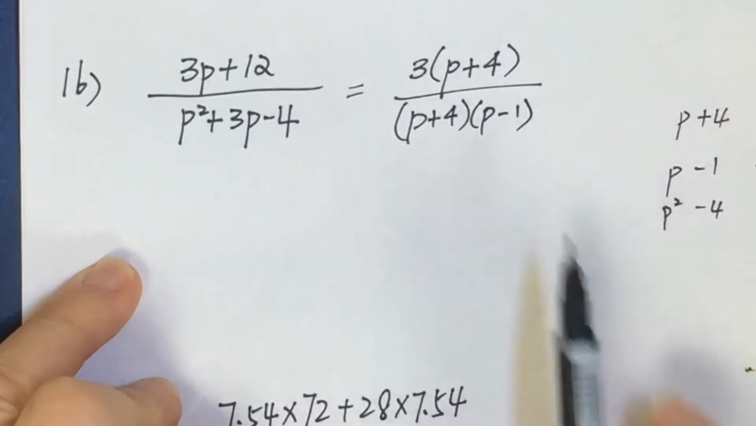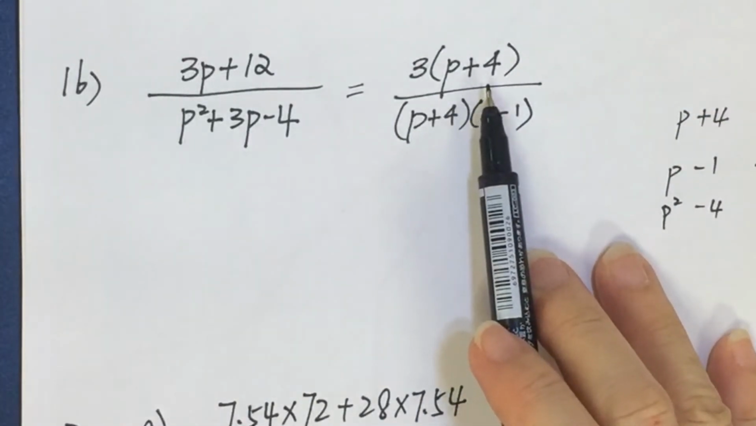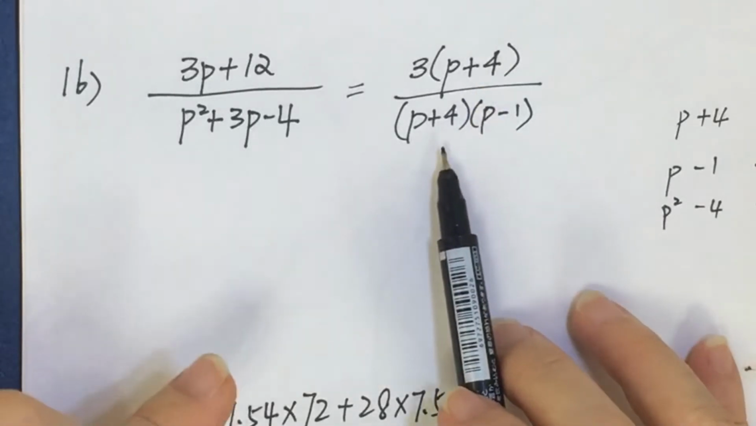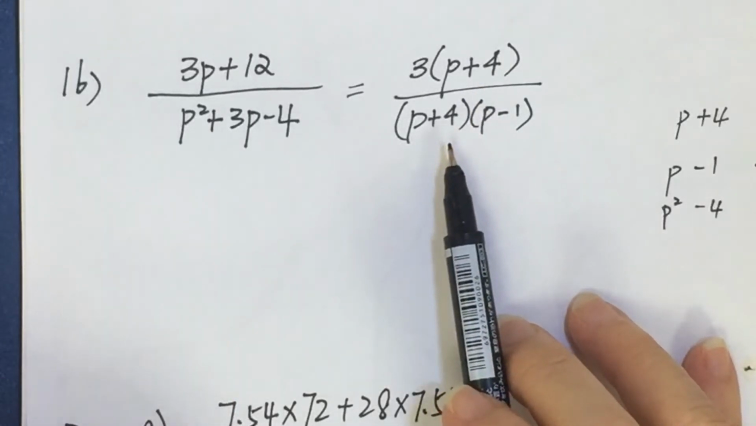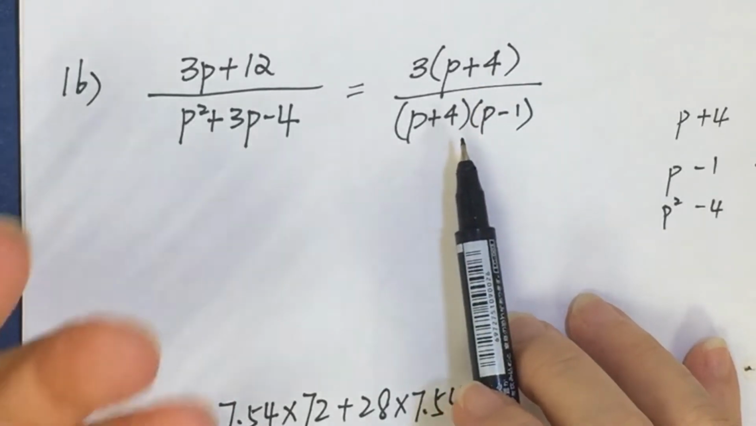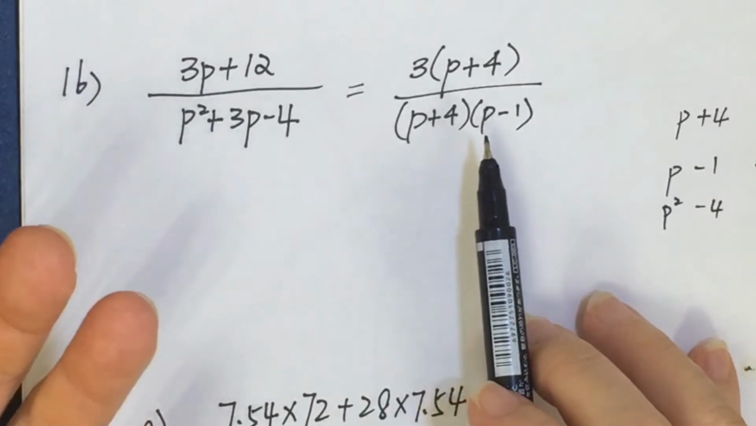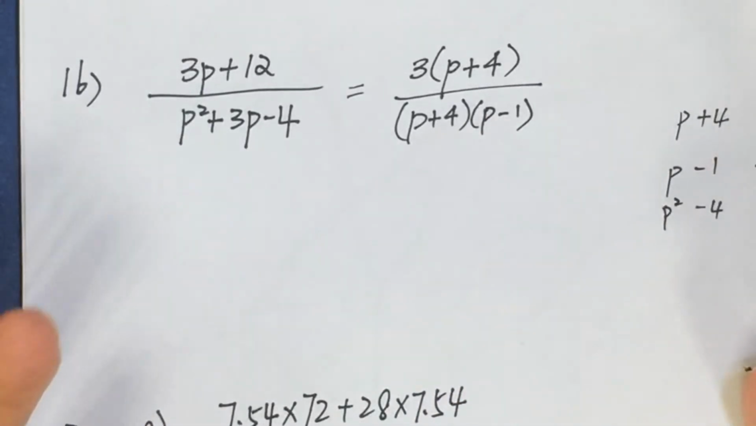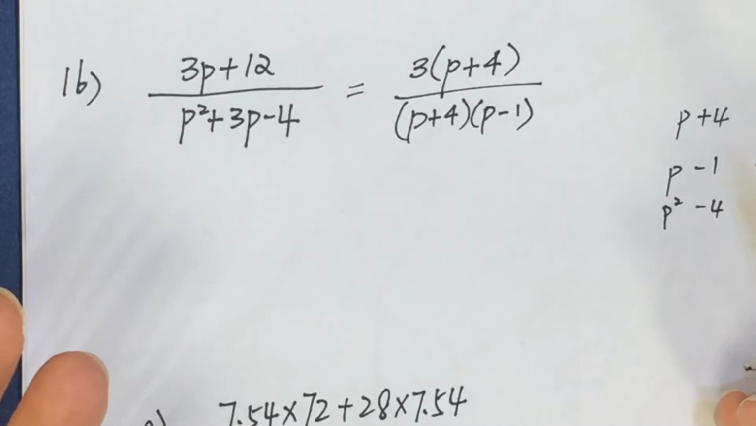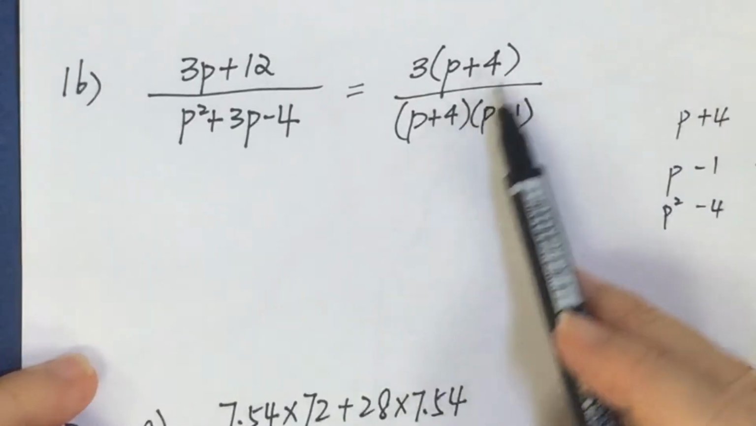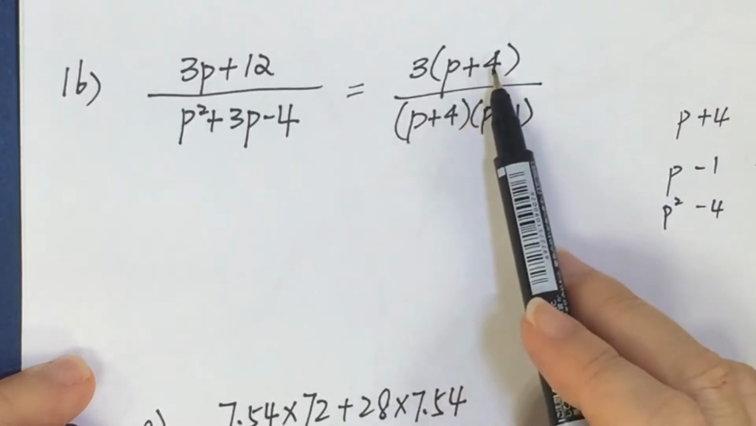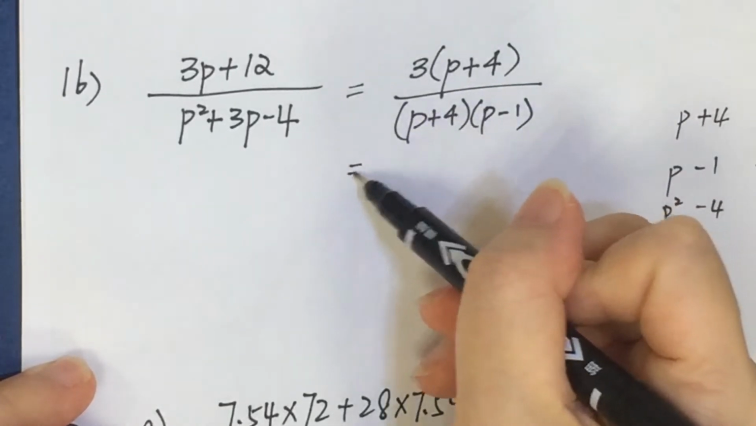You can also say, on top here I already have p plus 4. That means my denominator must also contain p plus 4. In order to simplify, if it doesn't have anything in common, then what is there to simplify? There's nothing to simplify. Understand or not? So this kind is more like common sense. Here has p plus 4, here must also have p plus 4.